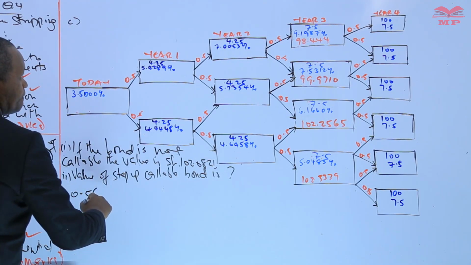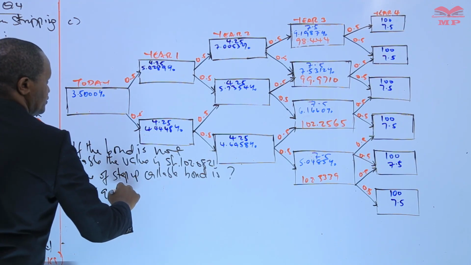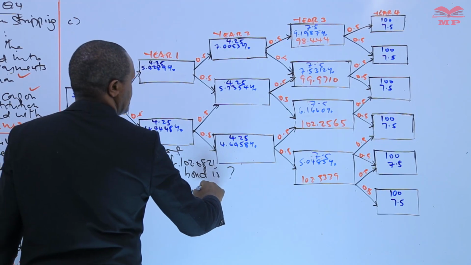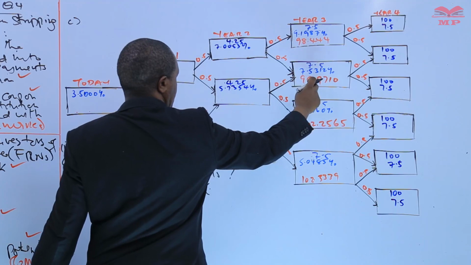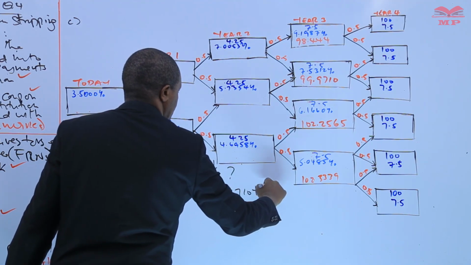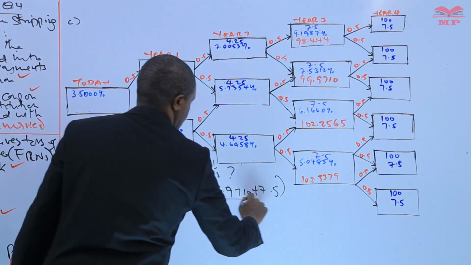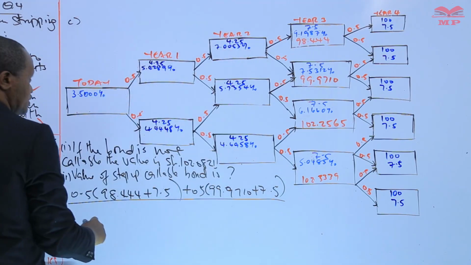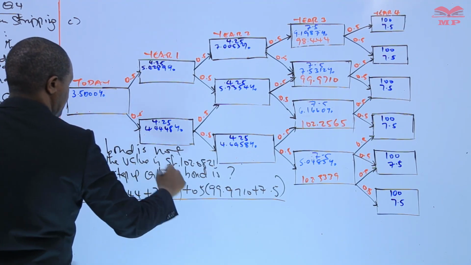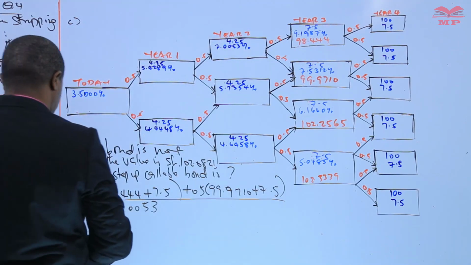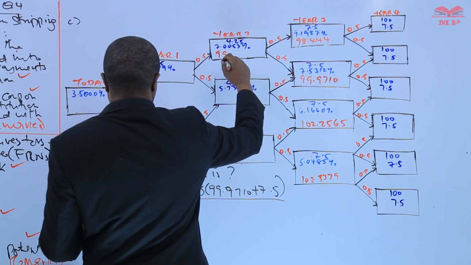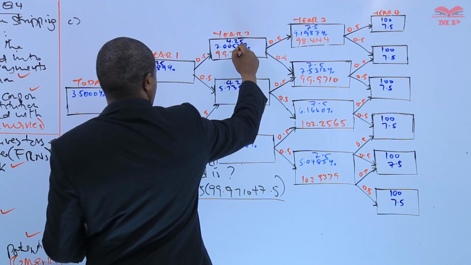0.5, it's 98.444 plus 7.5 plus 0.5 into, so it's 99.9710 plus 7.5 divide by this 1.070053. But 99.7219.